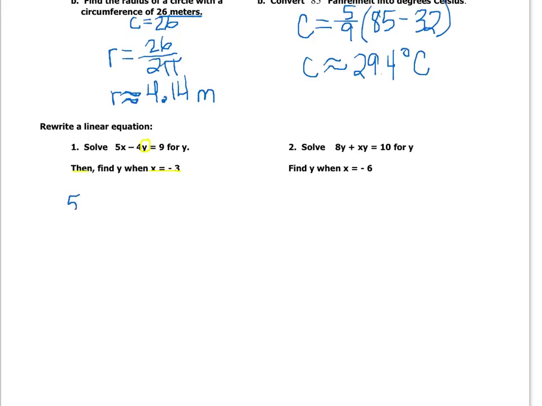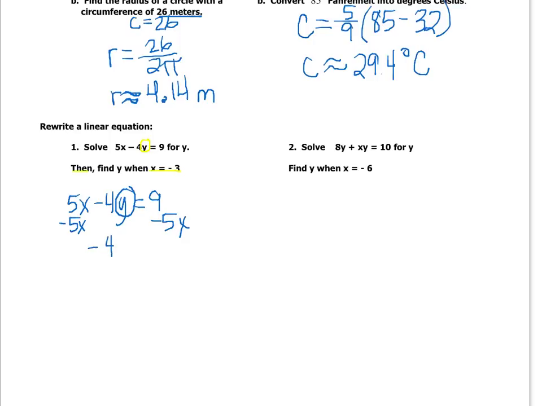I'm going to rewrite my numbers, 5x minus 4y equals 9, and this y is what I want alone, so I have to make sure I keep that in mind. This 4 is multiplied by y, and this 5x is subtracted from it, so we have to undo this 5x first. So to undo a positive 5x, I'll subtract 5x, and I do that to both sides.